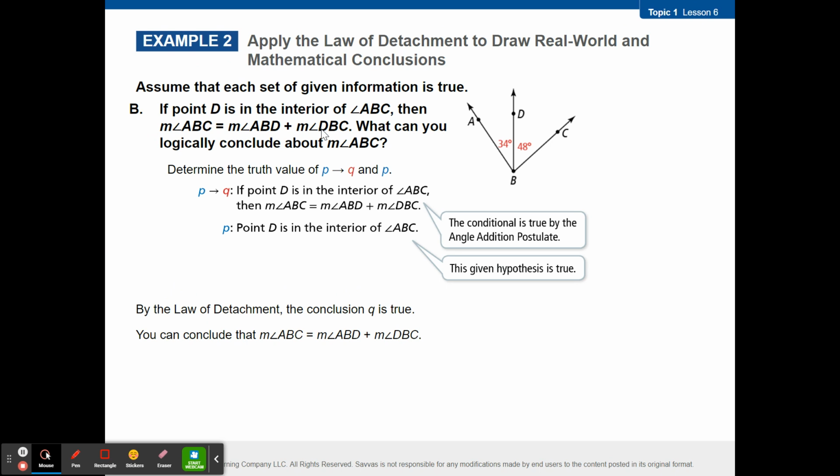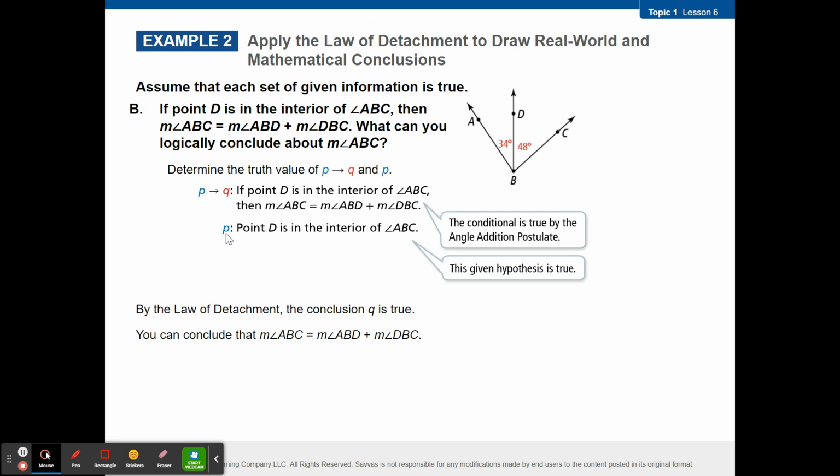It's a postulate. Angle addition postulate. Very good. So in this case, it says determine the truth value of the conditional and the hypothesis. So here's our conditional. If point D is on the interior of angle ABC, then the measure of ABC equals the measure of ABD plus the measure of DBC. So there's your conditional. It's the angle addition postulate.